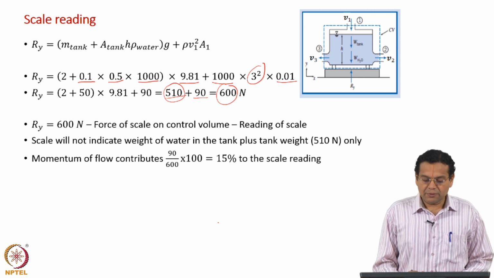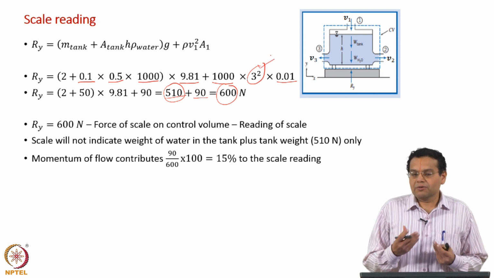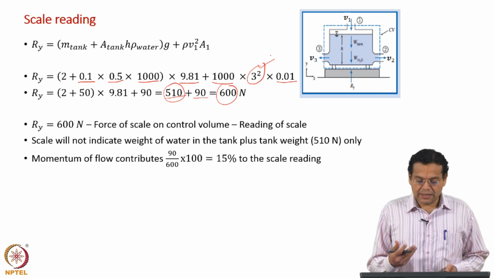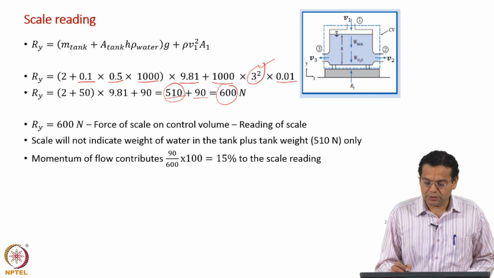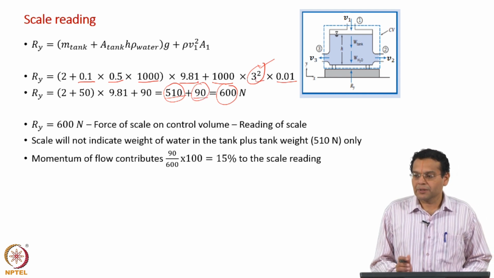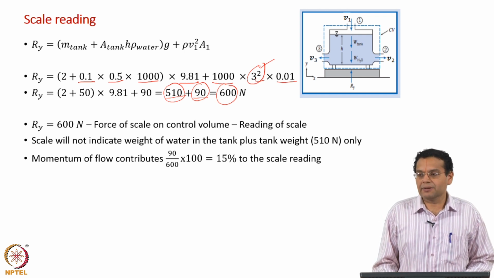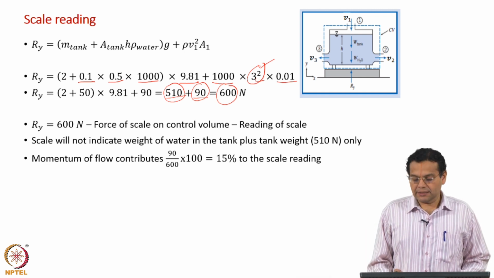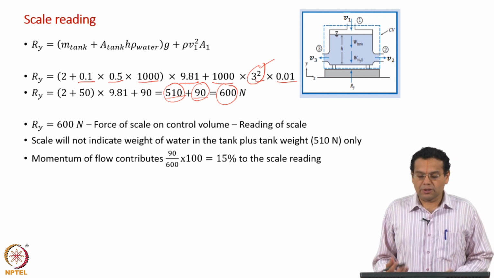Okay. That is why in this particular example, the velocity is chosen to be a very high value. 3 meters per second for water is a very high value. To really emphasize the point that momentum can contribute, a high number is chosen. If you choose a low velocity, then of course this contribution becomes lower and lower. Just to emphasize that it contributes up to 15%, a really large velocity has been chosen. Okay. So, the only takeaway from this example is that the momentum of water entering also contributes to the scale reading.